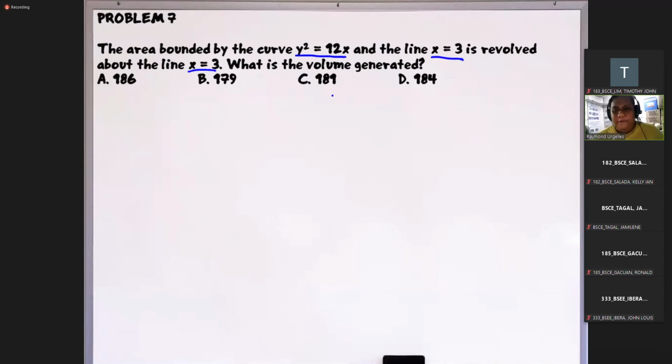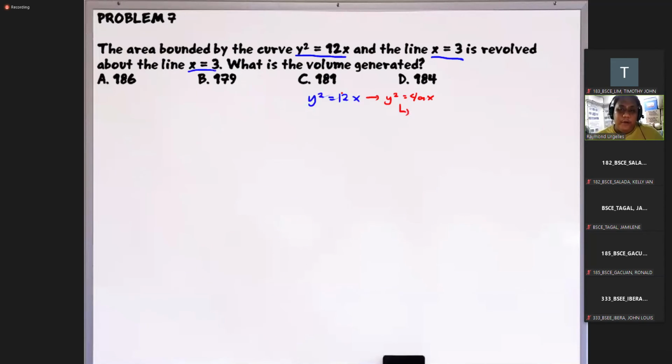So let's try to graph the problem first. So we are given y squared is equal to 12x. Okay. So kasi naka-standard form na yan. So again, makikita natin na this is of the form y squared is equal to 4ax. So this time, y yung naka-square, so this is opening to the right or left.